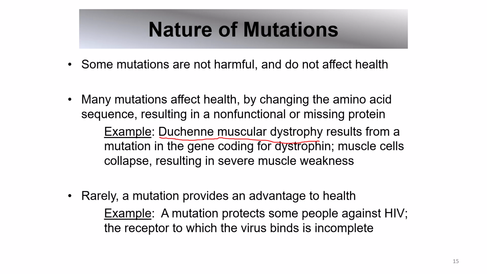For example, some people have this mutation that protects them against HIV. That's because here the protein that gets made because of this mutation is different. This is the protein on the surface of the cell. So this is where the HIV virus should be attaching, but it's not able to bind to it because the protein here has become different.